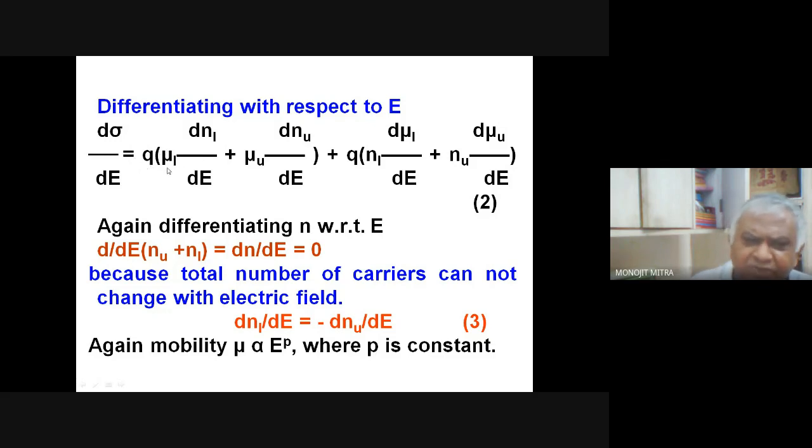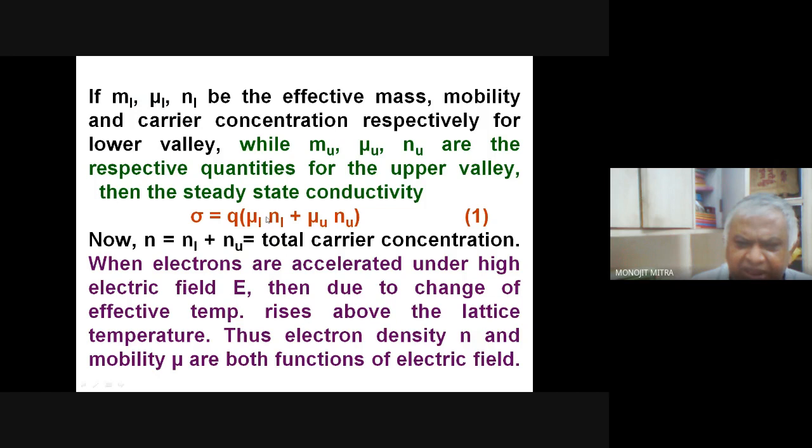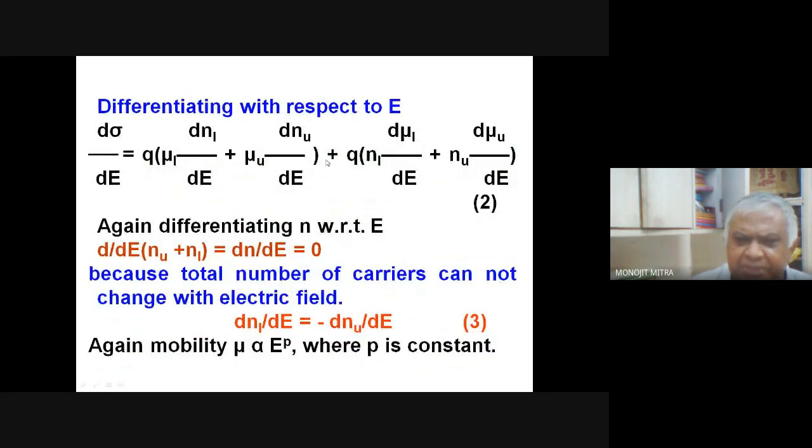Then I told you first we have kept mu constant for both the lower valley and upper valley, and we have differentiated n with respect to E, dnl by dE plus dnu by dE. And now in the next step, when you have taken the difference of n with respect to E, mu was constant. Now we are going to differentiate mu with respect to E, then n are constant. I hope that this differentiation is clear, which is under your equation number 2.